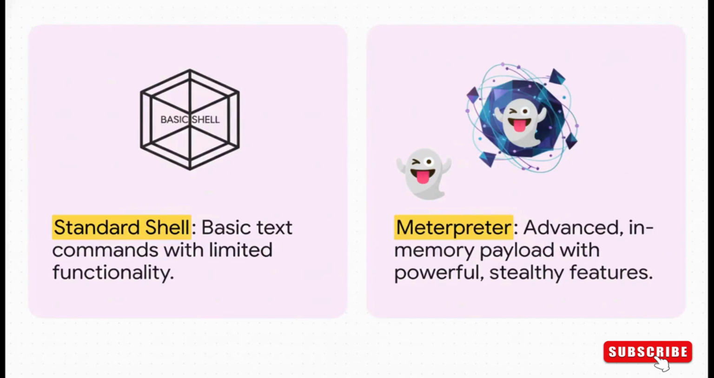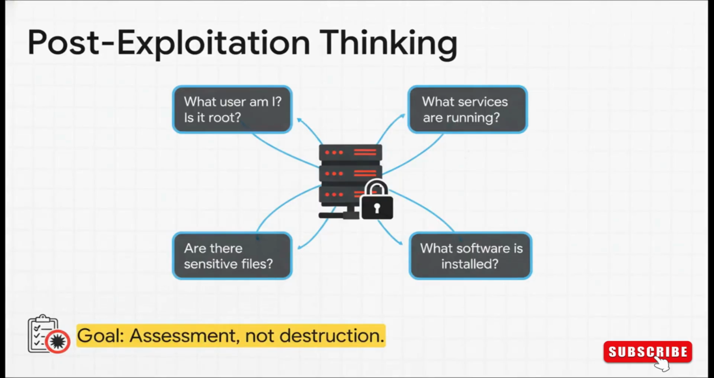Now you should know that not all shells are created equal. What we have is a standard shell. It's great, it works, but it's just basic text commands. Meterpreter, on the other hand, is Metasploit's super advanced in-memory payload. It gives you all these powerful built-in features for post-exploitation without ever writing a new file to the disk, which makes it way stealthier. And this is exactly the kind of thinking that goes on after a breach.